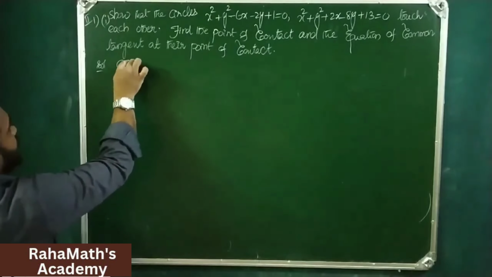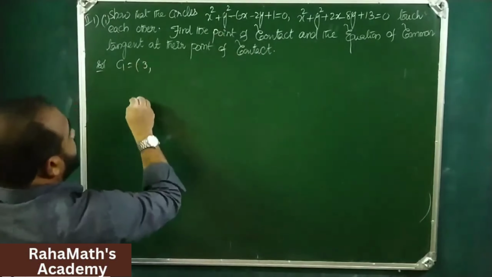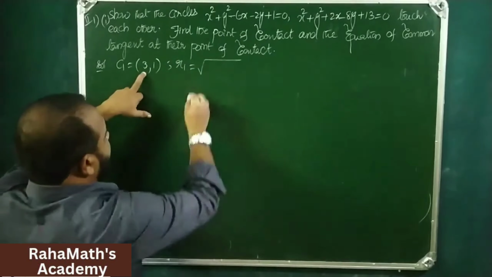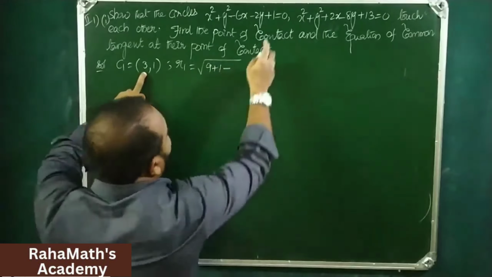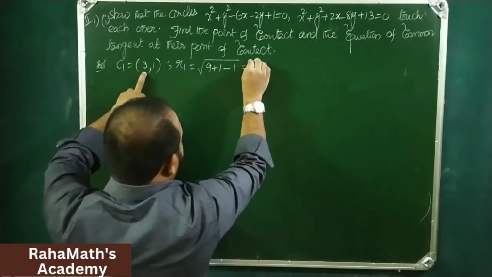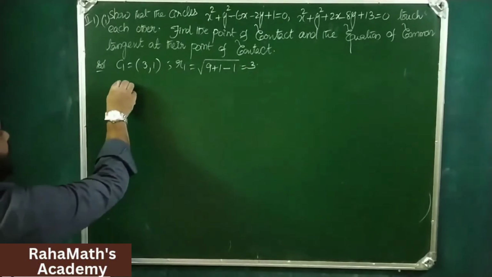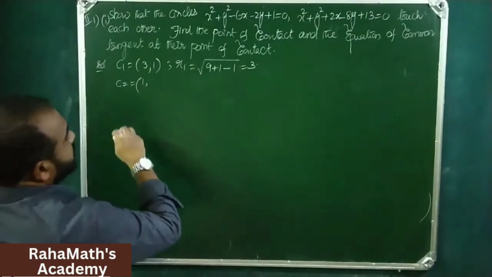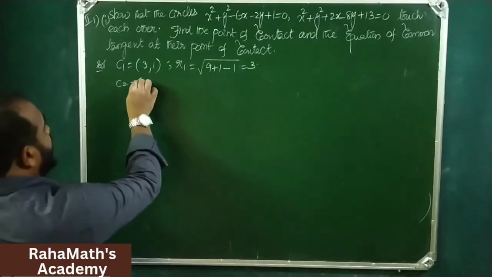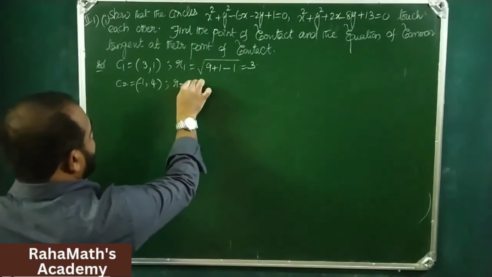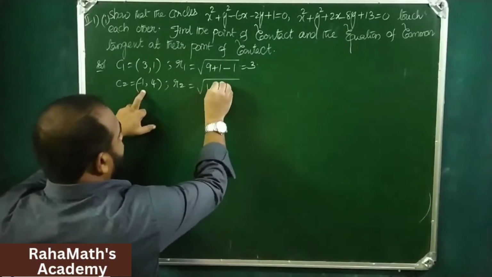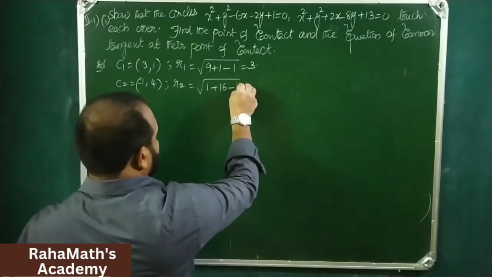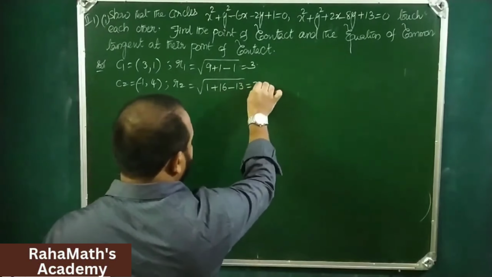So C1 is equal to (3, 1). Radius R1 equals square root of 3 square 9, 1 square 1, minus 1. So root 9 value is 3. C2 is equal to, sorry, (-1, 4). R2 is equal to square root of 1 square 1, 4 square 16, minus 13. So 17 minus 13 is root 4, which is 2.